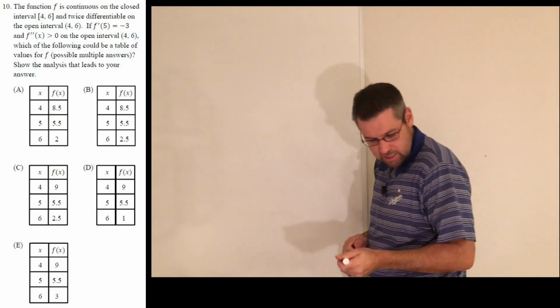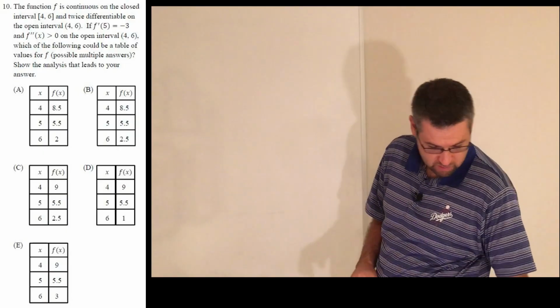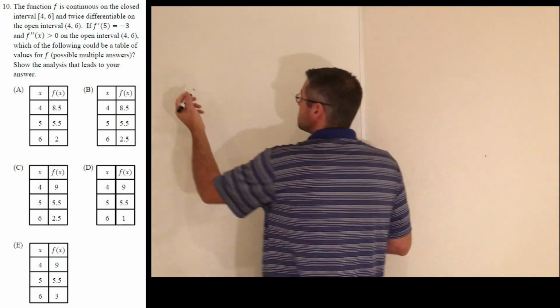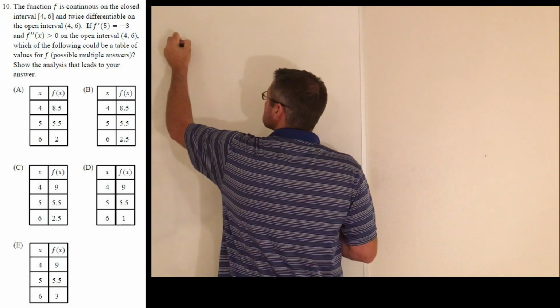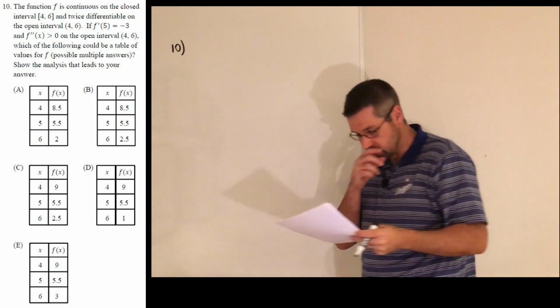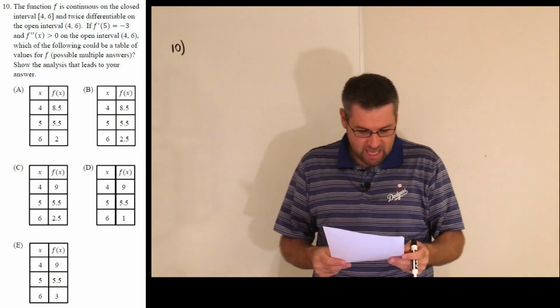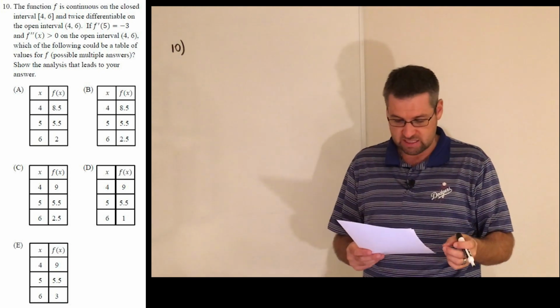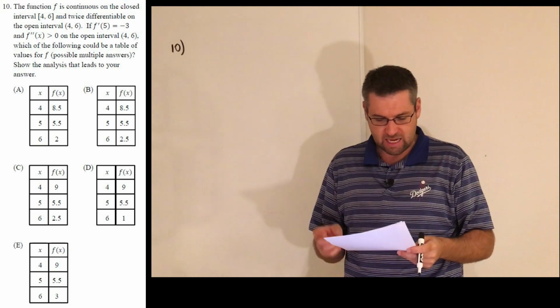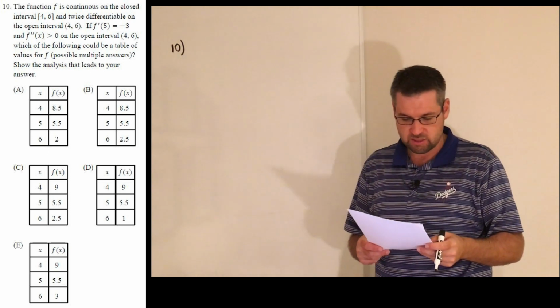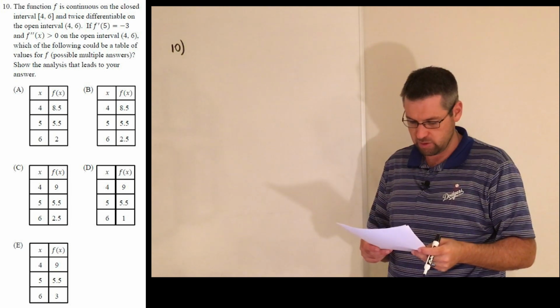For number 10, there's a lot of information here. This is a lot of words. A lot of words on number 10. So let's take a look at what it says. It says that f prime of 5 is negative 3 and f double prime is greater than 0 on the open interval 4 to 6.